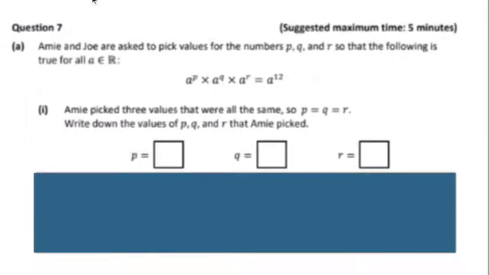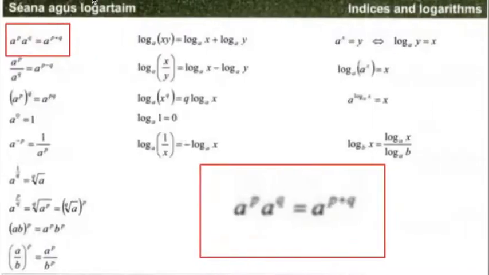So let's get started. Amy and Joe are asked to pick values from the numbers p, q and r so that the following combination is true. So we have a to the power of p multiplied by a to the power of q multiplied by a to the power of r is equal to a to the power of 12. So in this case we're going to look up the log tables, and you can see we have a series, and when we have a series we can add the powers.